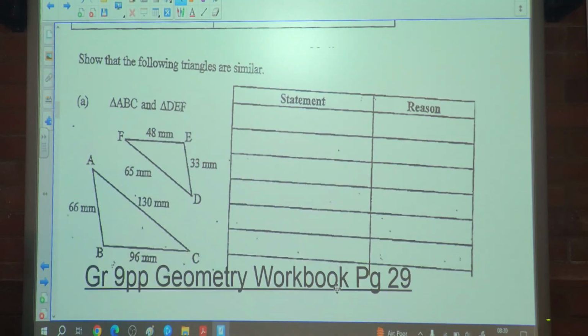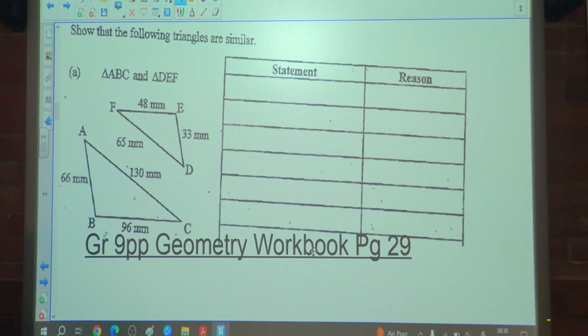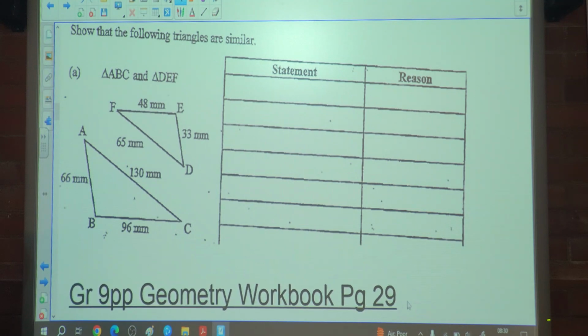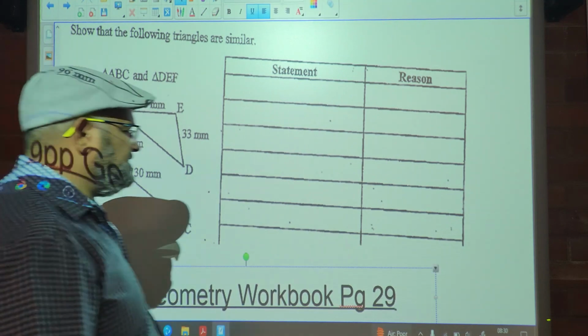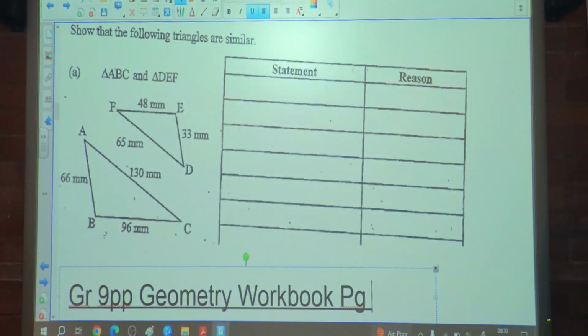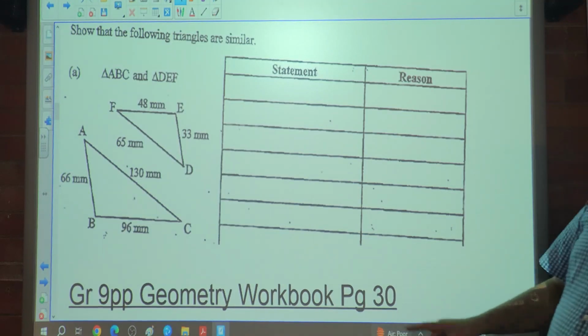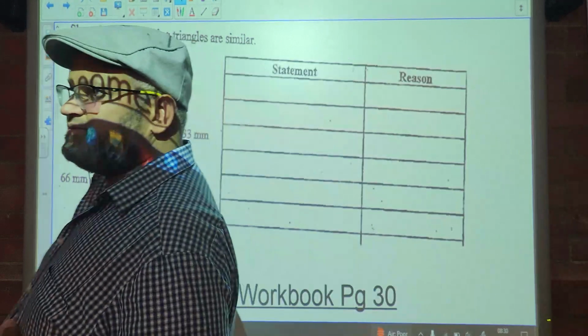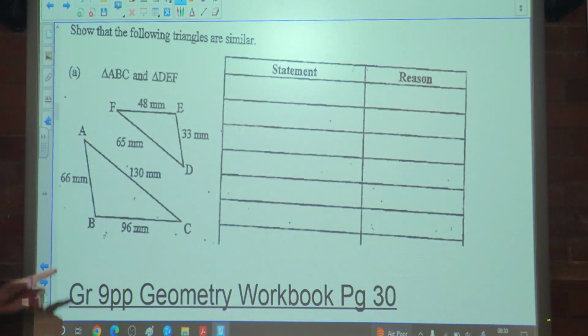So we're on page 30 now, okay? So what do you notice here, people, in this question? There are no angles marked equal. So if there are no angles marked equal, I must now work with the sides.